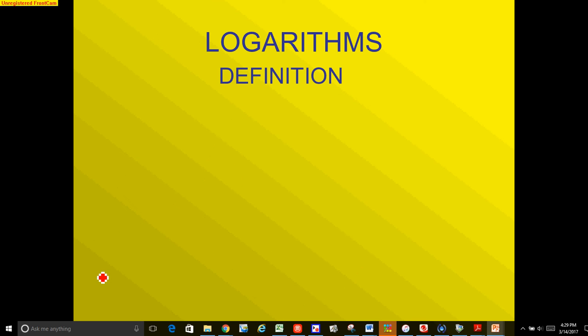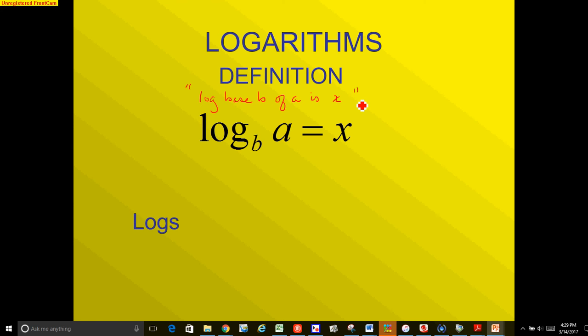Anyway, let's get back to the definition. I took the exponent part away. I just isolated the log part of the definition. How you formally read this is log base B of A is X. However, that's not how I want you to read it.